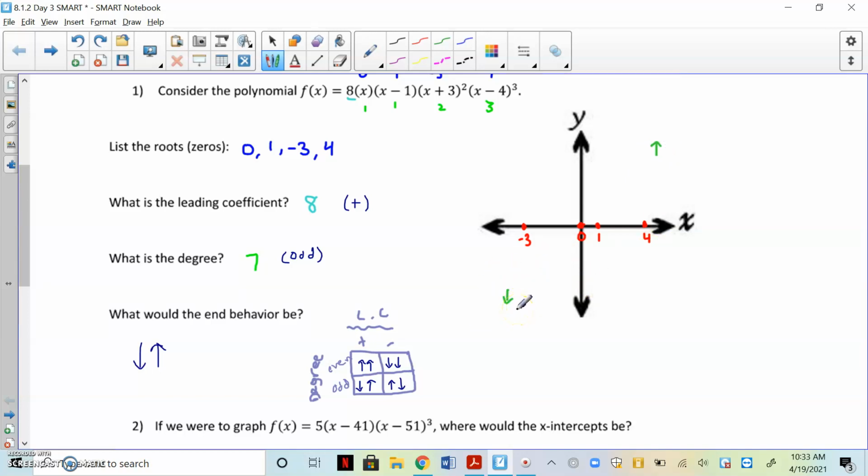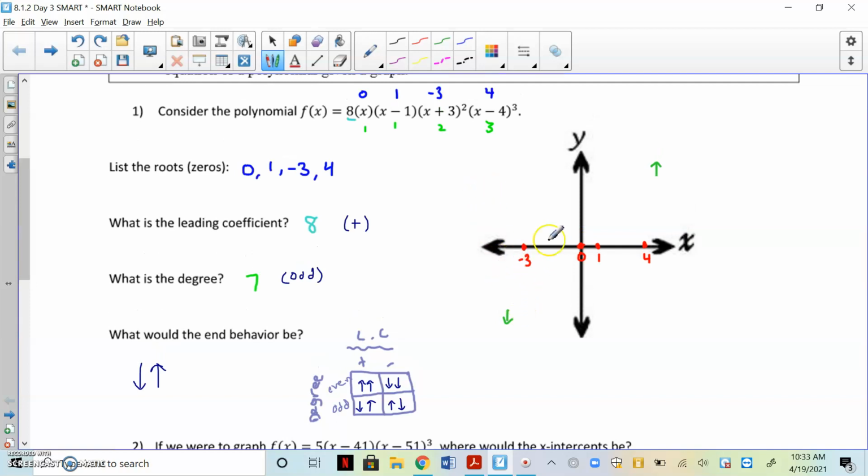Now it's very important that you pay attention to what's happening at each of these. So -3 comes from this x plus 3 factor. It is being squared, okay? That means that it is a double root. So we are going to have to bounce on a double root. On a triple root, we have to flatten. On a single root, which is both of these, we go through. That's what happens when you don't have an exponent. It's like an automatic exponent of 1.